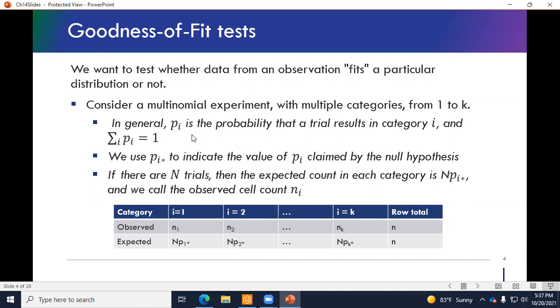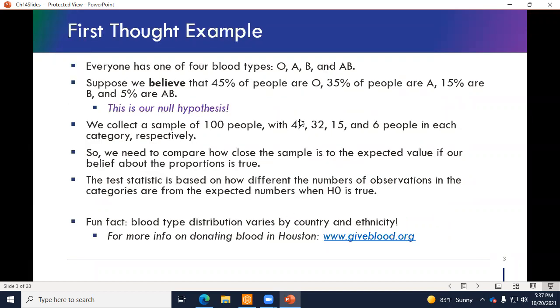So basically this pi is what you observe, and pi star is the value that you declared in your null hypothesis. And we know how to get the observed, this is basically our data, n1, n2, up to nk, where, comparing to the previous example, these n are just the 47, 32. So this is our n1, n2, n3, and n4.